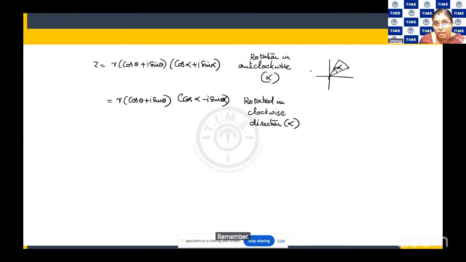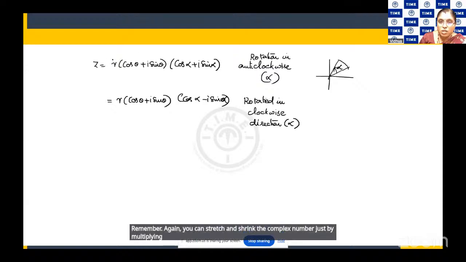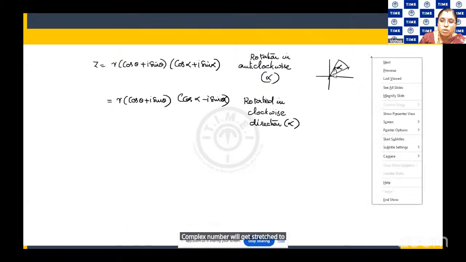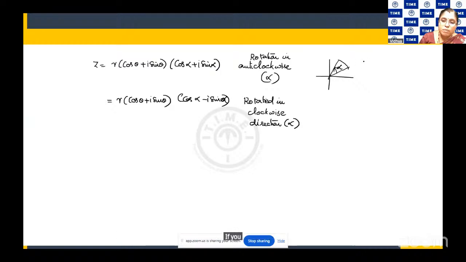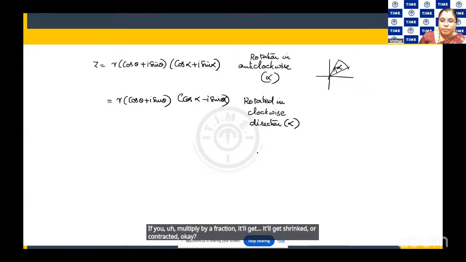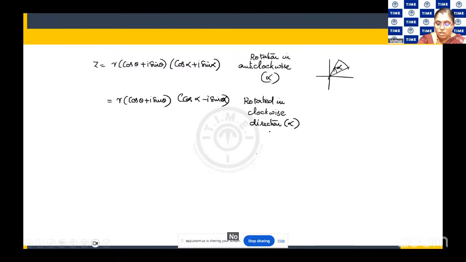Again, you can stretch and shrink the complex number just by multiplying by a constant. If you multiply by say 2, your complex number will get stretched to twice the distance. So suppose your complex number is here, and the distance is 1, if you want to stretch it, you just have to multiply by 2. If you multiply by a fraction, it will get shrunk or contracted. Okay, now let's try to work out some problems based on complex numbers.